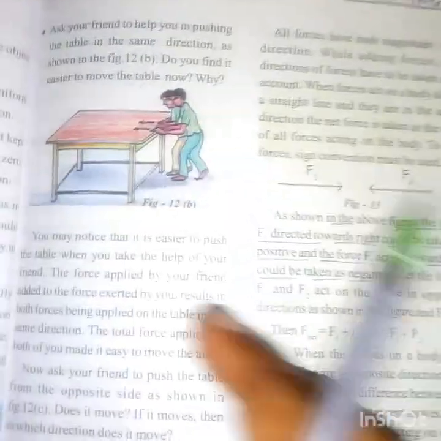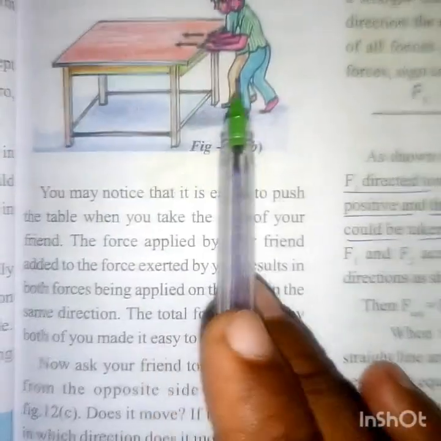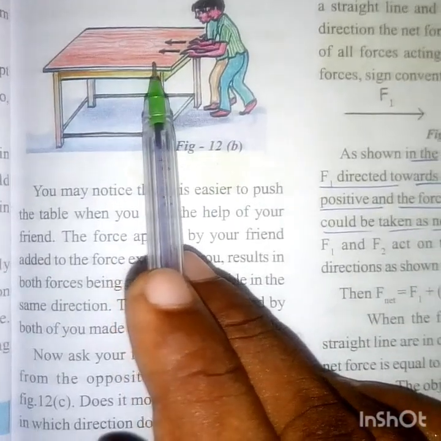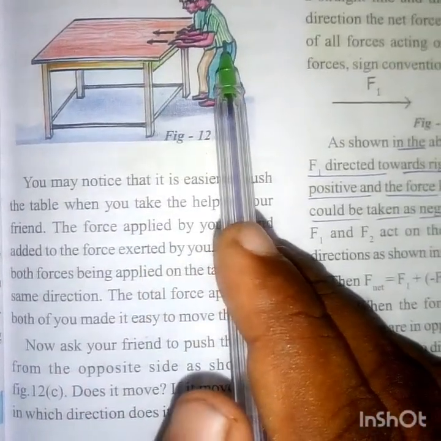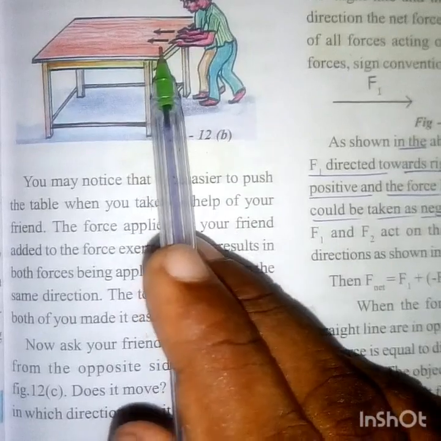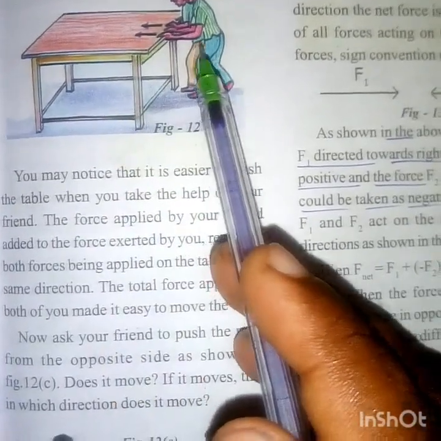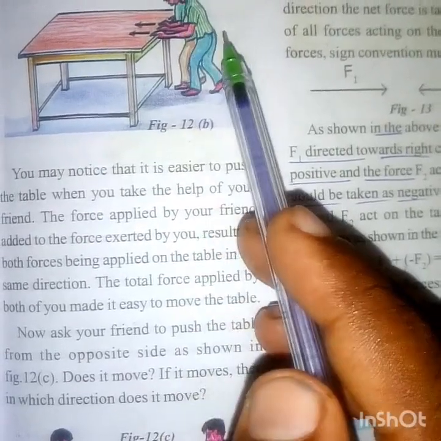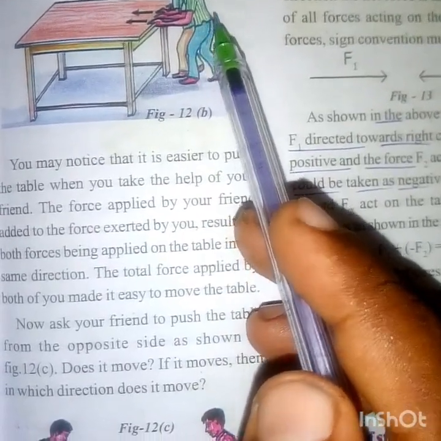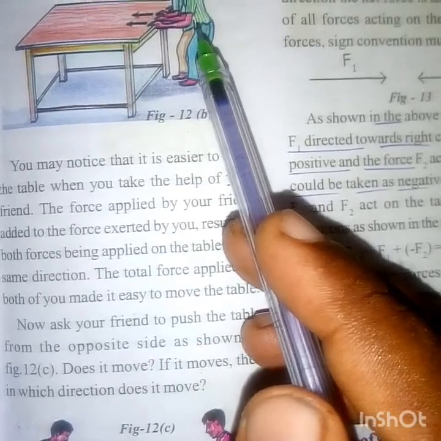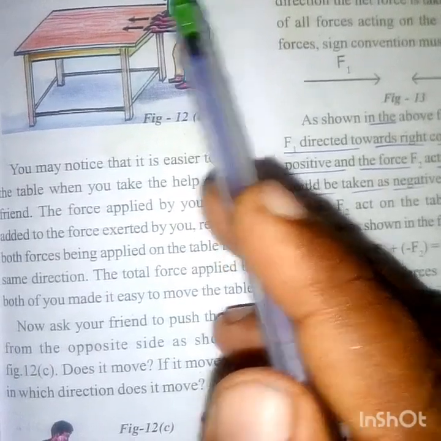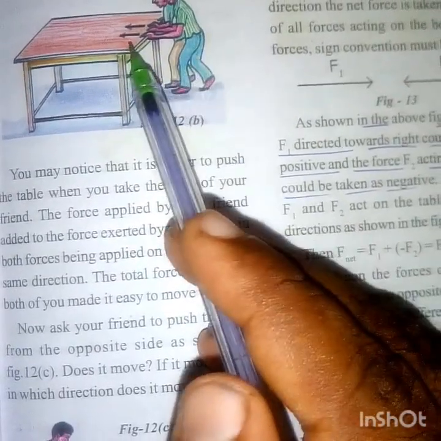Let us watch this picture here. In the picture, two persons are pushing a table in the same direction. Let us assume that the first person applies a force of 10 newtons and the second person applies a force of 15 newtons on the table.